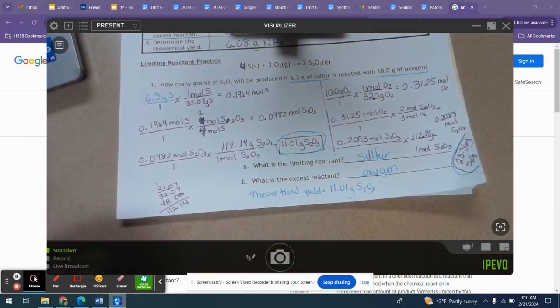All right, so I hope that makes sense. I hope that helps you see what we're talking about when we're talking about limiting reactant.